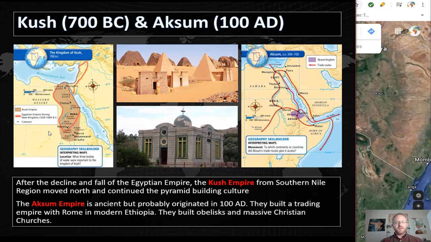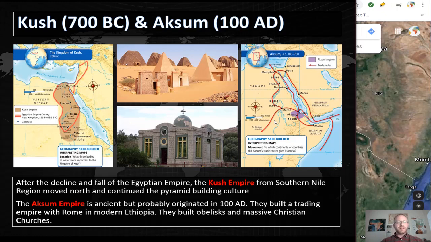Now, as you can see from the map on the left here, the Kush Empire would take control of most of the former Egyptian Empire and extend its reach into Sudan. Now, the picture in the upper middle of the slide shows pyramids built by the Kush. Now, during the sharp decline of the Kush Empire, the Aksum Empire, pictured here in this map on the right, would begin to develop along the basin of the Blue Nile in modern Ethiopia.